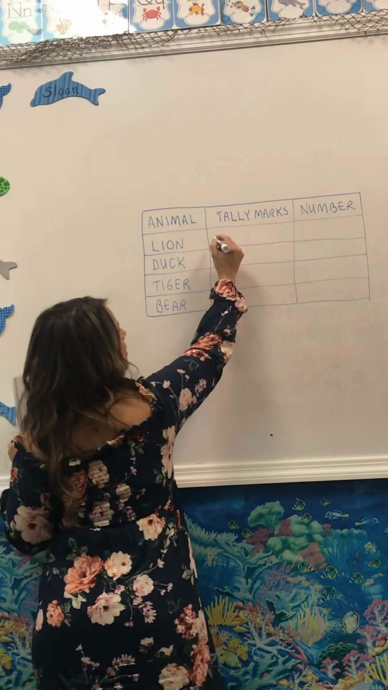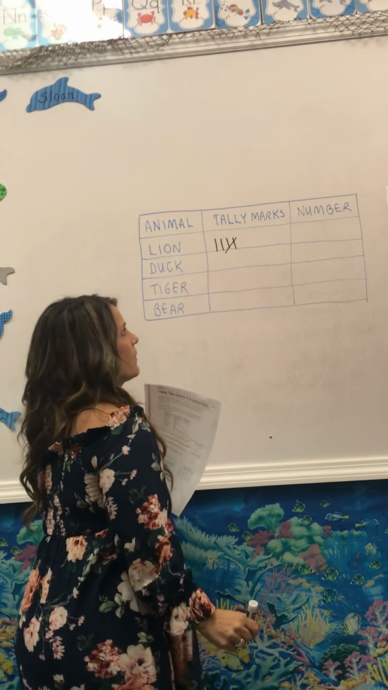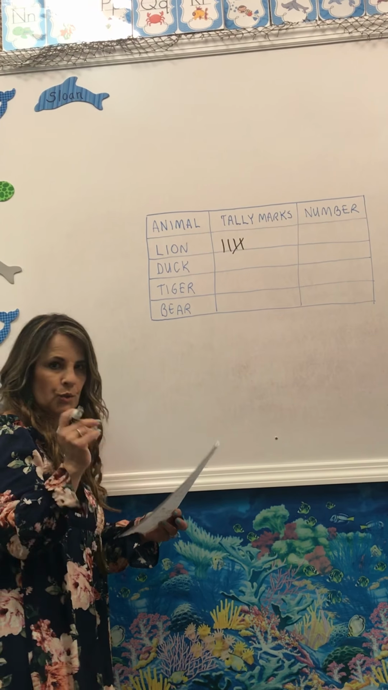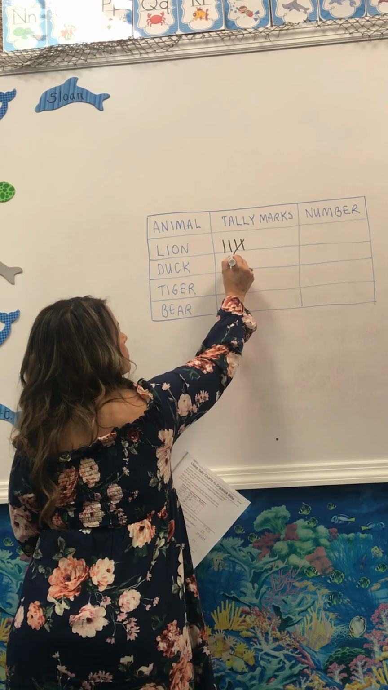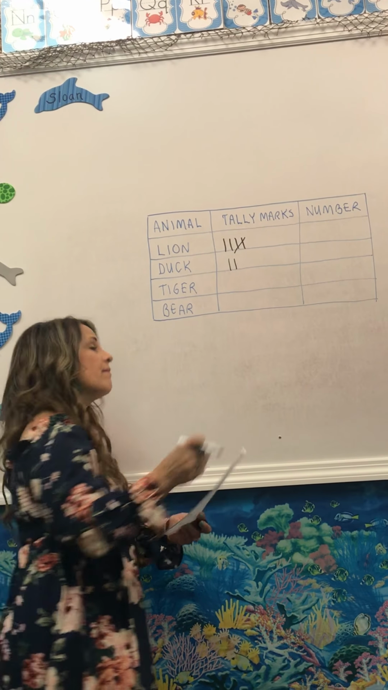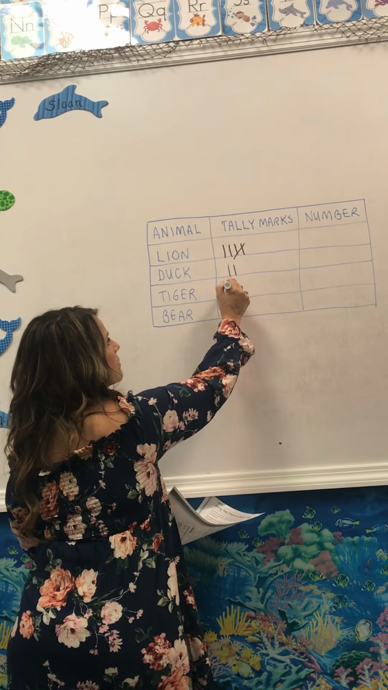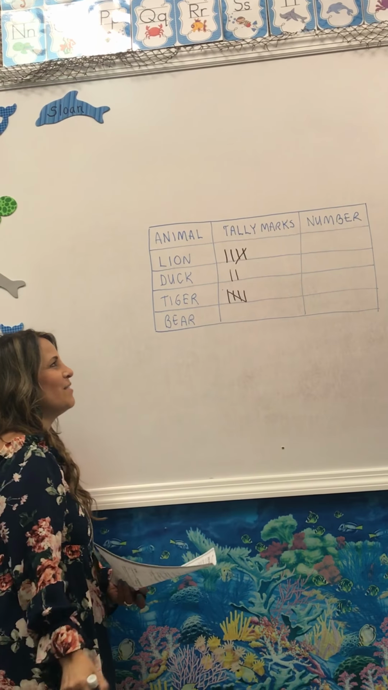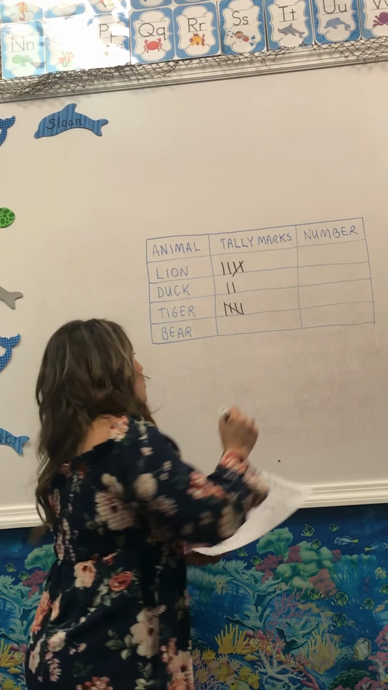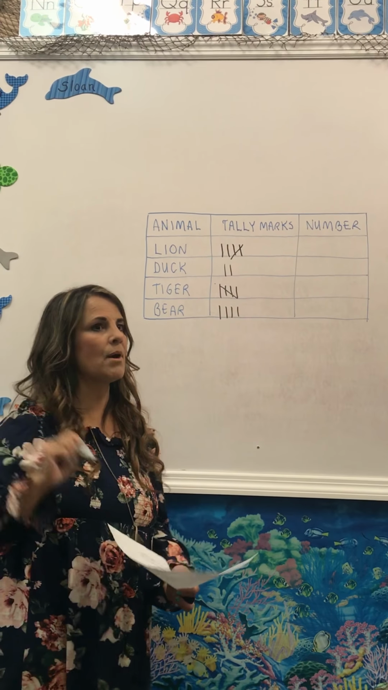Let's go ahead and do our tallies. That's 1, 2, 3, 4, 5. Okay, let's go down to our ducks. We have how many ducks? We've got 1, 2 ducks. We're going to do 2 tallies. Tigers, we have 1, 2, 3, 4. Remember, you bring this across and you have 5. And then our bears, we have 1, 2, 3, 4. We have 4 bears.